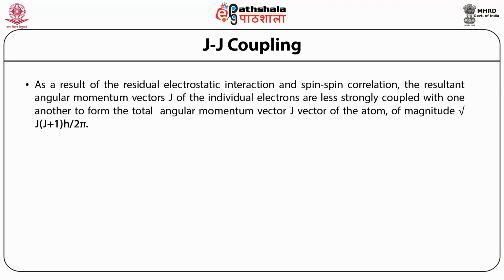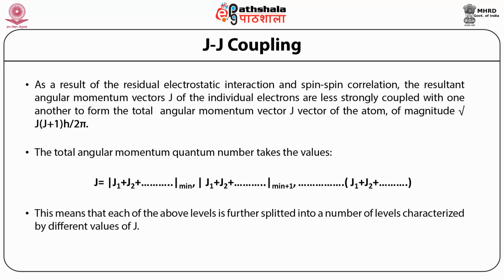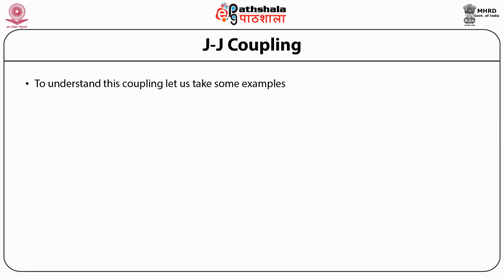As a result of the residual electrostatic interaction and spin-spin correlation, the resultant angular momentum vectors j of the individual electrons are less strongly coupled with one another to form the total angular momentum vector J of the atom of magnitude root J into J plus 1 times h cross. The total angular momentum quantum number takes the values J is equal to j1 plus j2 minimum, to j1 plus j2 minimum plus 1, up to j1 plus j2. This means that each of the above levels is further separated into a number of levels characterized by different values of J. And to understand this coupling, let us take some examples.